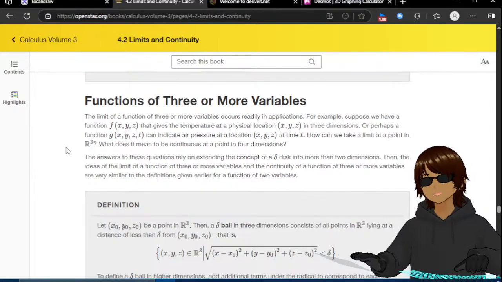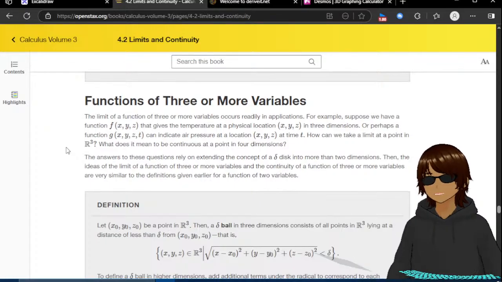The limit of a function of 3 or more variables occurs readily in applications. For example, suppose we have a function f(x, y, z) that gives the temperature of a physical condition in 3 dimensions. Or perhaps the function f(x, y, z, t) can indicate air pressure at location (x, y, z) at time t. How can we take a limit at a point in R cubed? What does it mean to be continuous at a point in 4 dimensions?